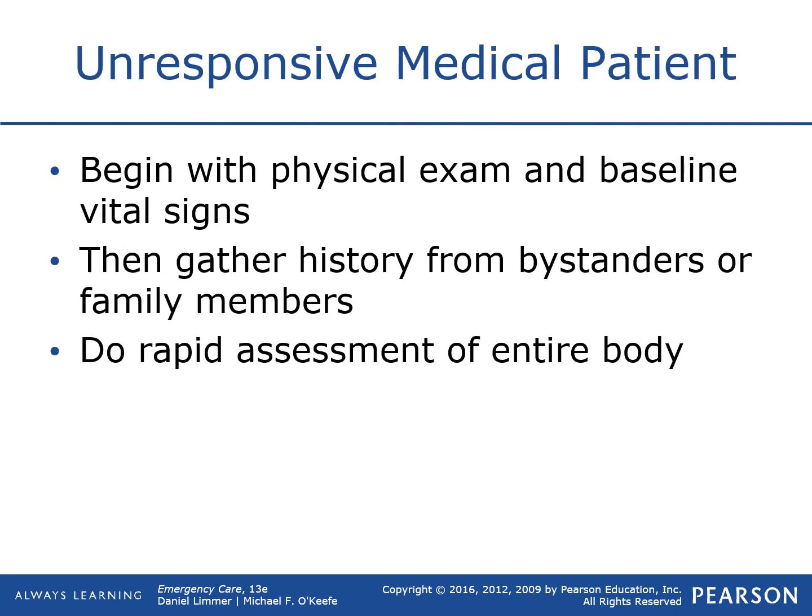So now that we've talked about our responsive medical patients, which are a lot easier to assess, we're going to talk a little bit about our unresponsive medical patients. So like we said earlier, our unresponsive medical patients, you have to rely a lot more on your physical exam and your assessment skills to tell you what's going on. You should start with doing your physical exam and getting your baseline set of vitals. Then we want to talk to family members usually, or possibly bystanders who may have seen what's happened, and try to figure out what type of medical history they have and what happened that made us get called.